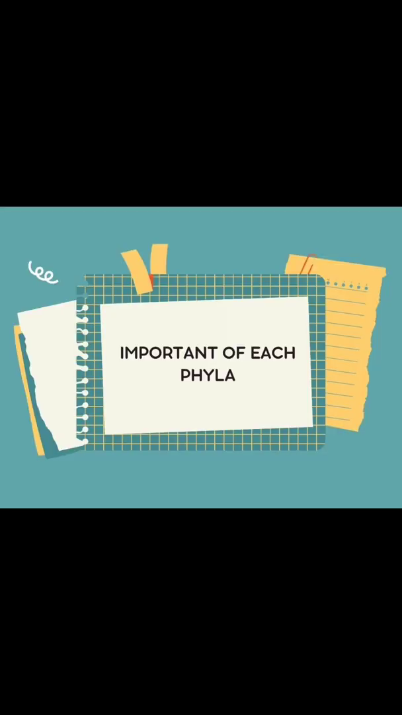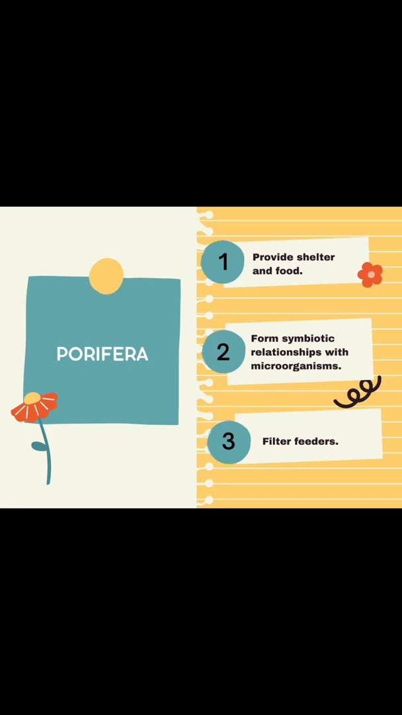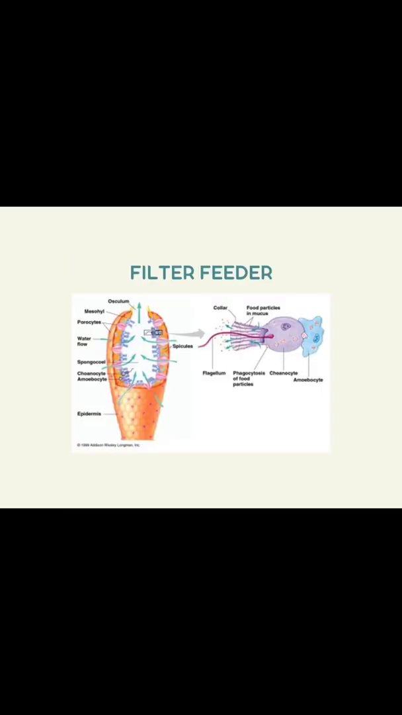Importance of each phyla. For Porifera, firstly, Porifera provide food, shelter, and hiding places for other ocean creatures. For example, sponge crabs place sponges on their back to camouflage with their environment. Secondly, sponges form symbiotic relationships with microorganisms such as archaea, bacteria, cyanobacteria, and microalgae. Thirdly, Porifera act as filter feeders that play an important role in filtering the water.